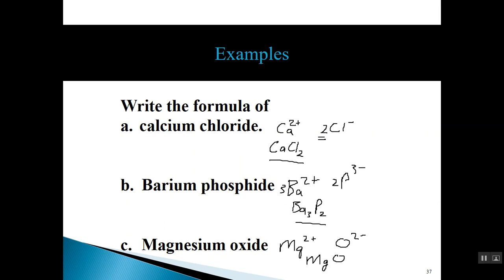All right? So that's basically how you'll determine the formula for your compound based on the names of your ionic compounds. All right, we're going to stop here, and in the next video we'll be dealing with some more naming of ionic compounds because things become a bit more complicated, especially when transition elements are involved. All right, so until next time.